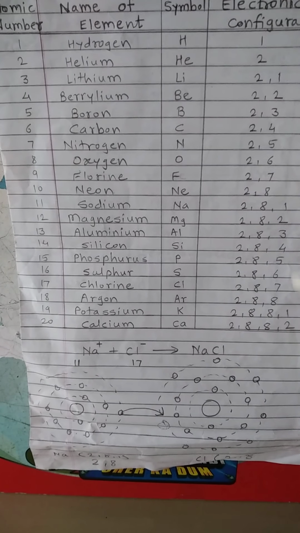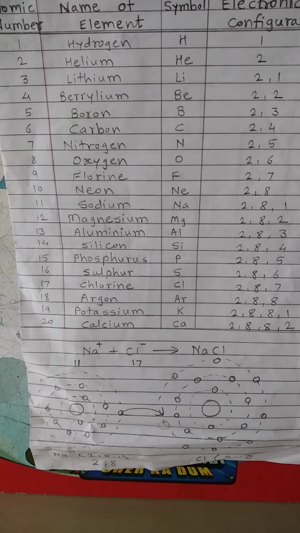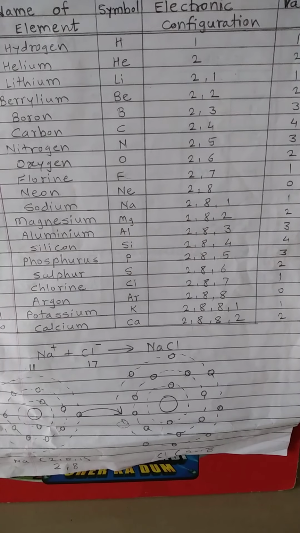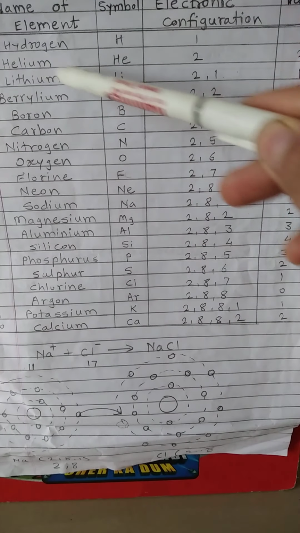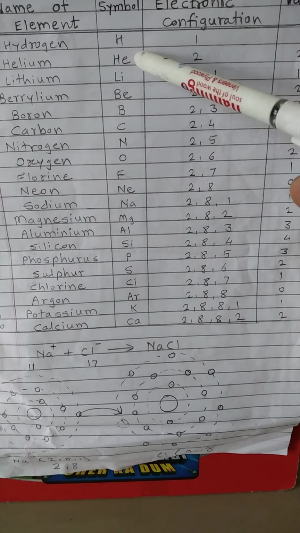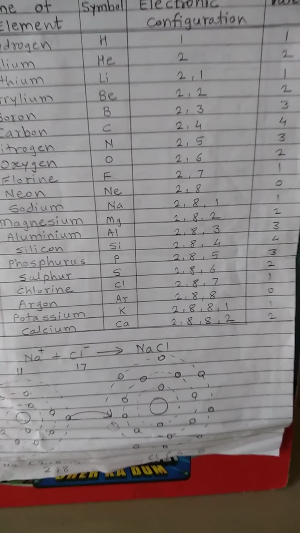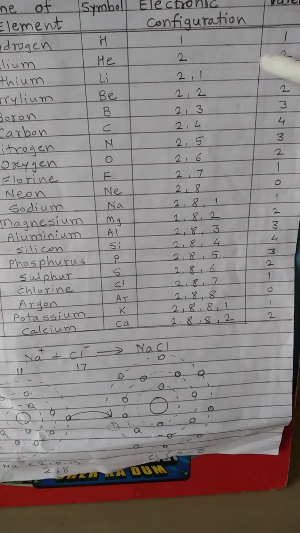Now we are seeing the first number is hydrogen, symbol H, electronic configuration 1 and valency is 1. Then second number helium, symbol He, electronic configuration 2 and valency is 2.